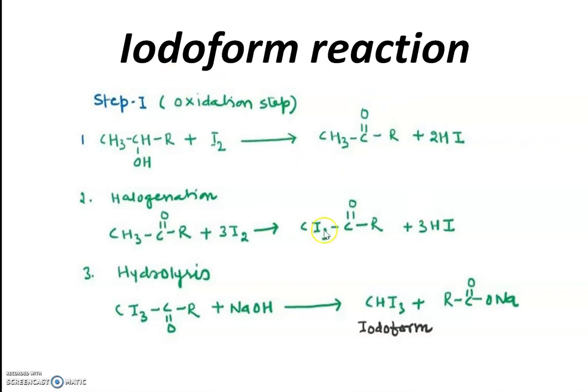You can also explain the reaction. Step 1 is, as I already discussed with you, the oxidation step, and here we are getting a carbonyl group. Then the second one is halogenation. In the methyl group, 3 hydrogens will be substituted by 3 iodines, and the last step is hydrolysis. So here this bond will break in the presence of alkali and we will get iodoform and salt.